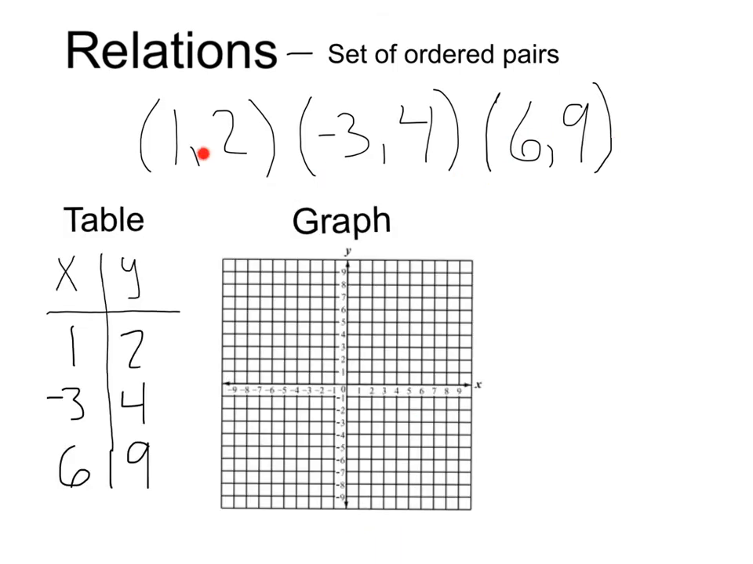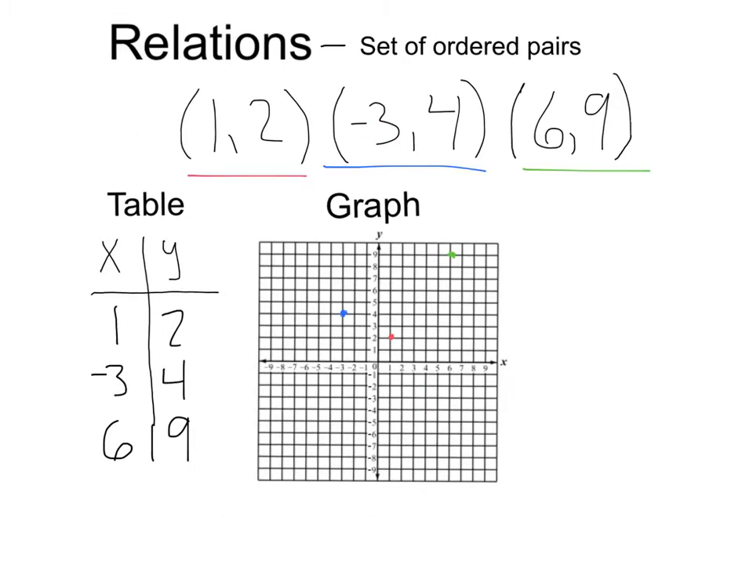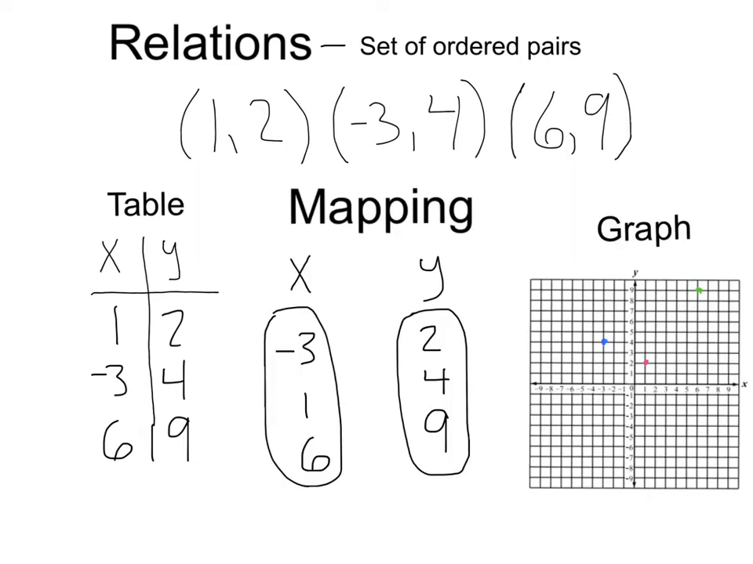We can also represent these ordered pairs by plotting points on a graph. And there we've got our points: (1, 2), (-3, 4), that's left 3, up 4, and (6, 9), to the right 6, up 9. The last and probably most unfamiliar way is called a mapping.